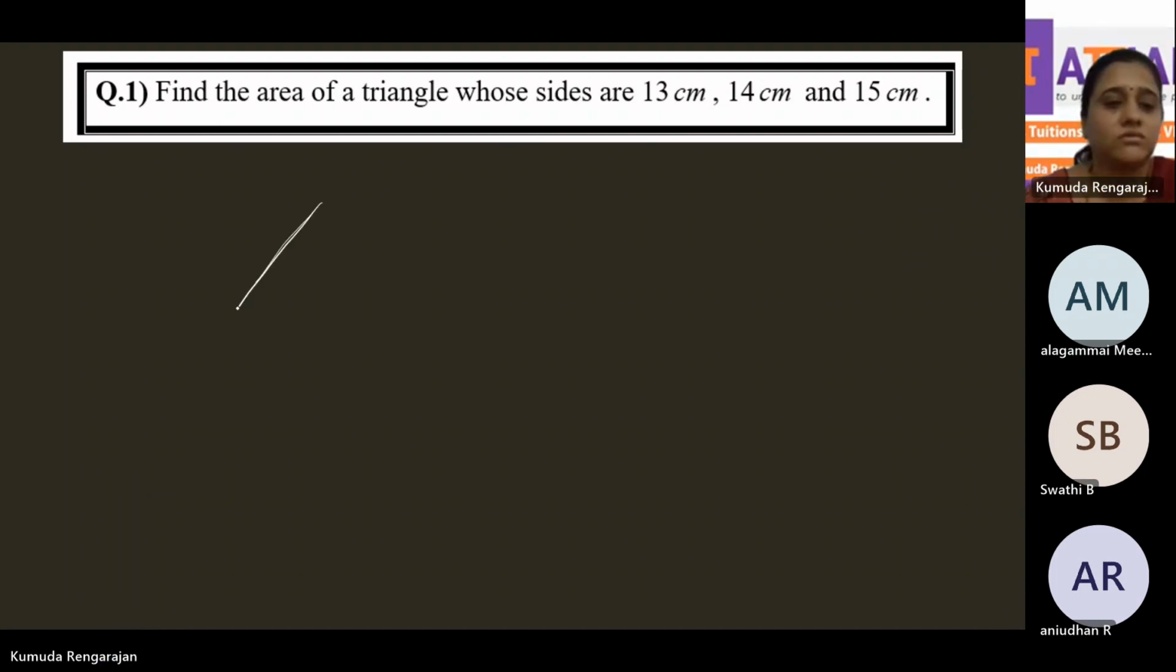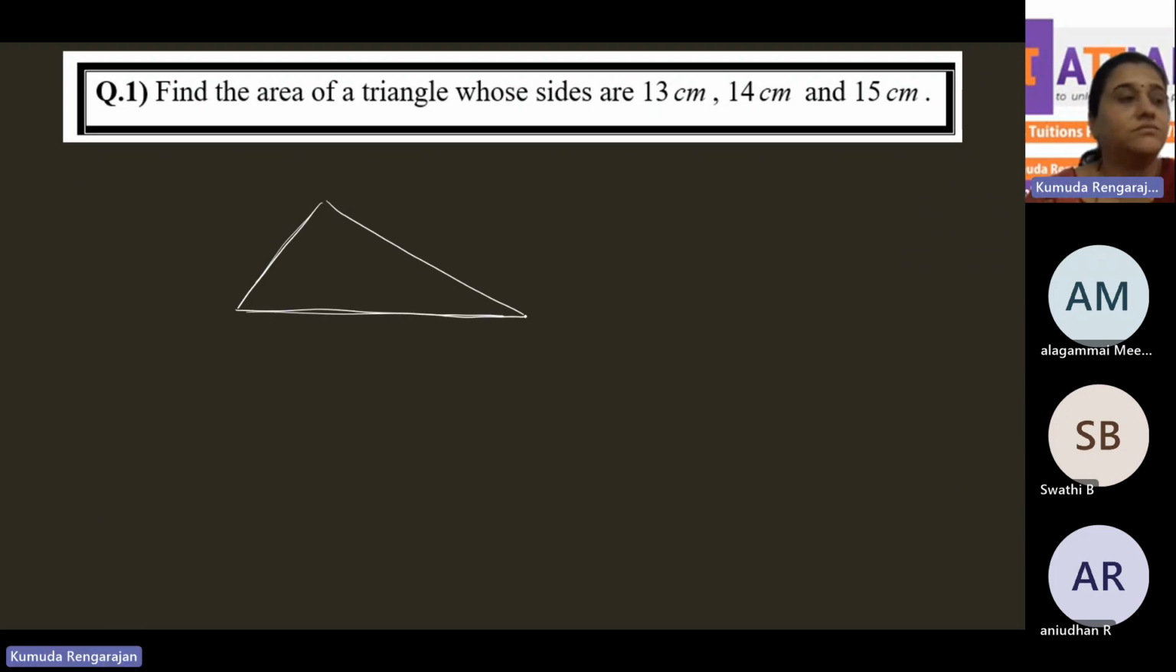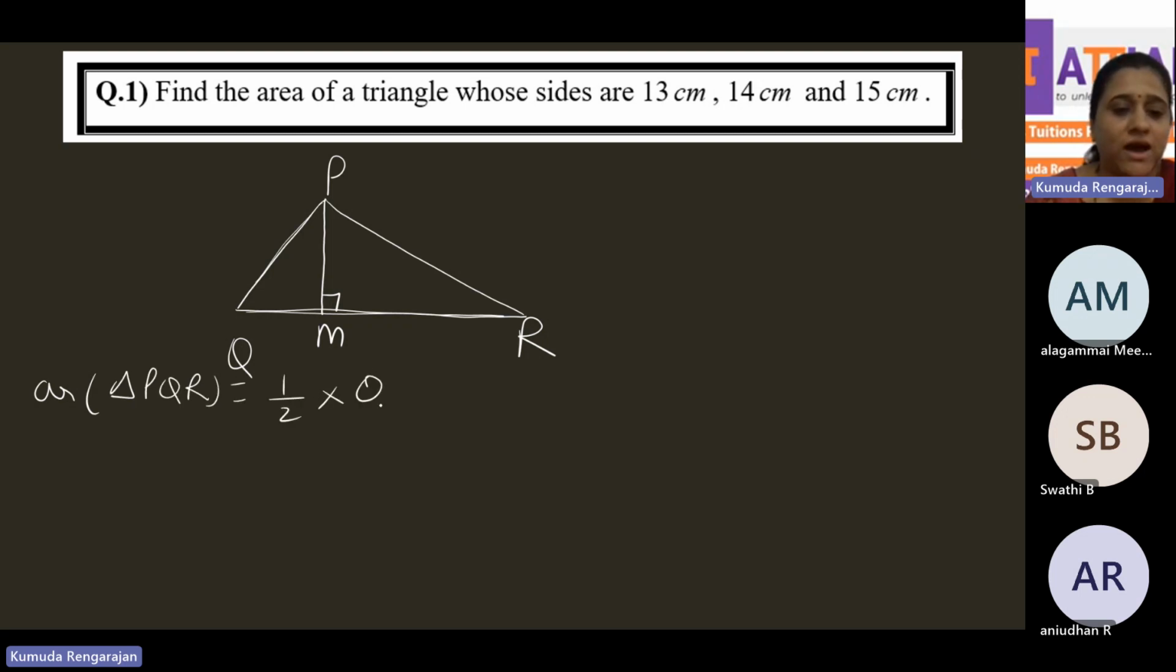All right, children. So, triangle. Look at the board, all of you. For this, now let me call it PQR. So PM is the altitude on the base QR. So if you have to find the area of this triangle, area of triangle PQR is equal to half into base QR into the altitude on QR, which is PM.